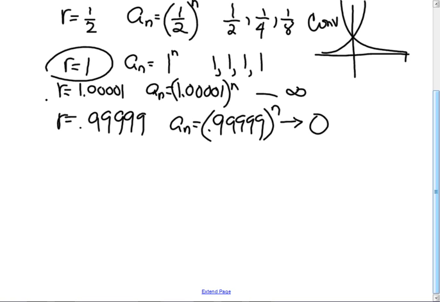So if you're at 1 on one side of it, I don't care how close you get. You can get as close as you want to 1. It will diverge. And you can get as close to 1 from the left side. It will diverge. Lorentz also built a water wheel.